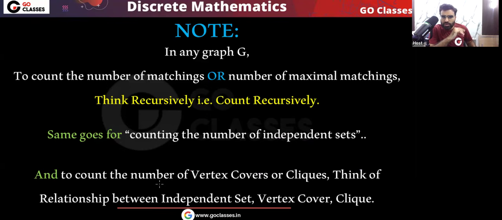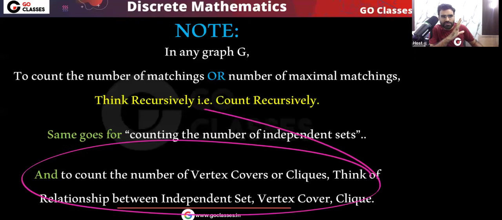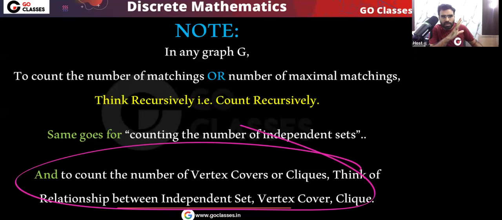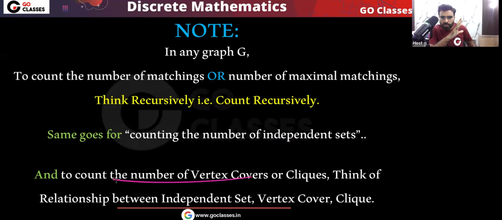So if the question asks you to count the number of vertex covers or the number of cliques in a graph, then think about the relationship between independent set, vertex cover and clique. Don't worry, by the end of this lecture it will become clear what I want to say. I will discuss how to count vertex covers and cliques at the end of this lecture. Okay, so let's see.